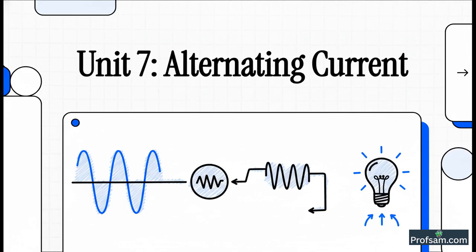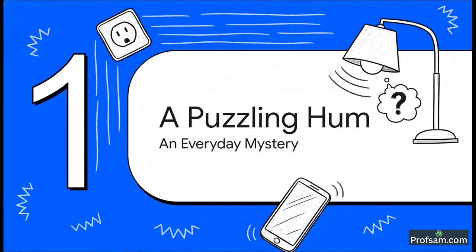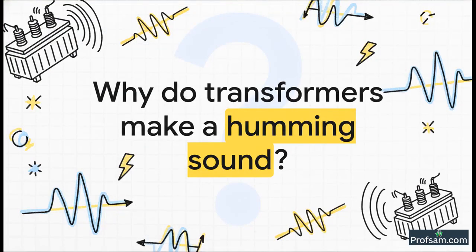So, let's begin. Let's start with a simple question, something you've probably noticed in your everyday life. You've definitely heard it, right? That sound from a big transformer on the street, or maybe even from some of your phone chargers at home. What is causing that sound? Well, the answer is hidden inside the very nature of alternating current. By the end of this session, you'll know exactly what that secret is.